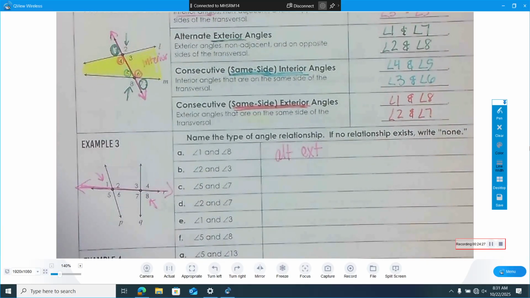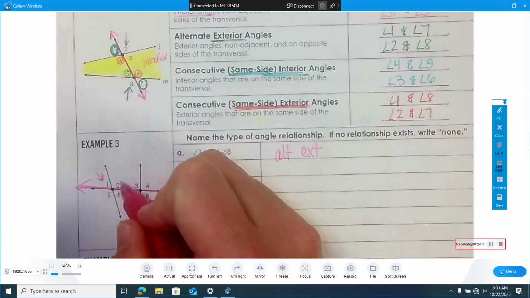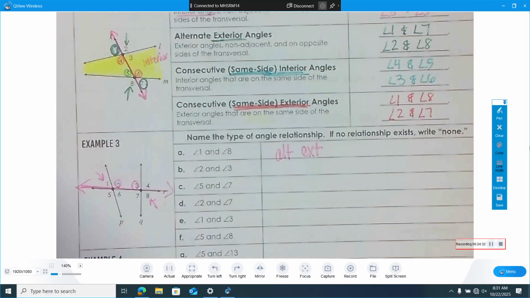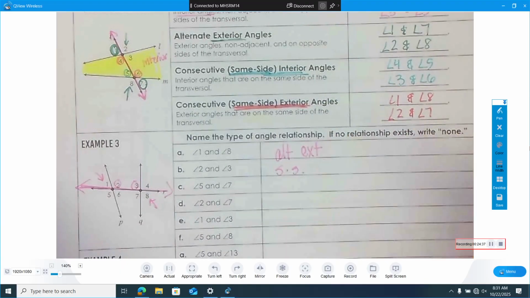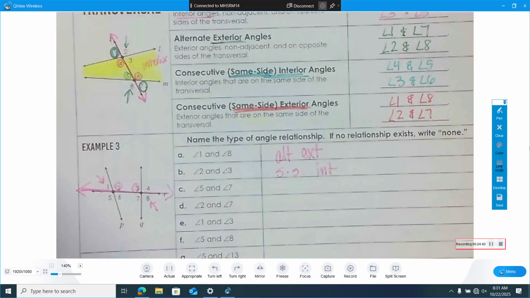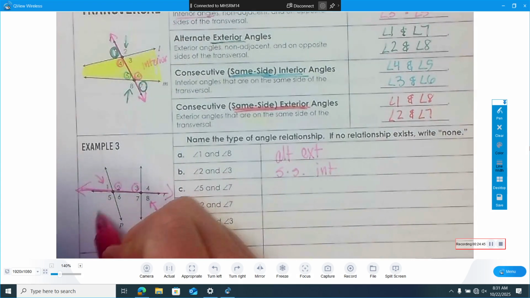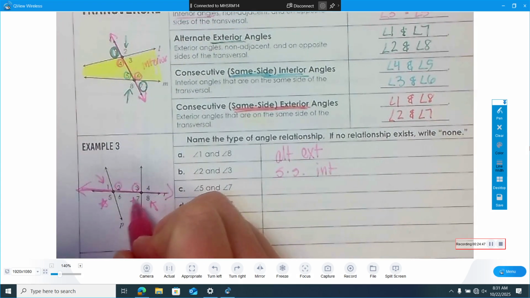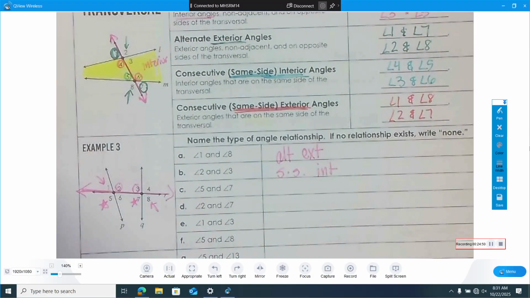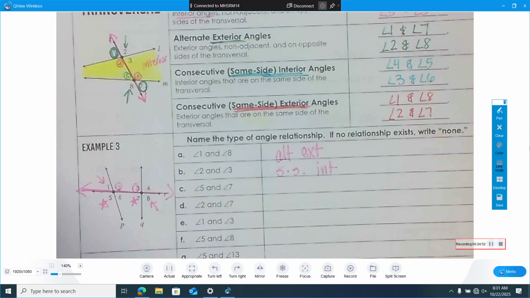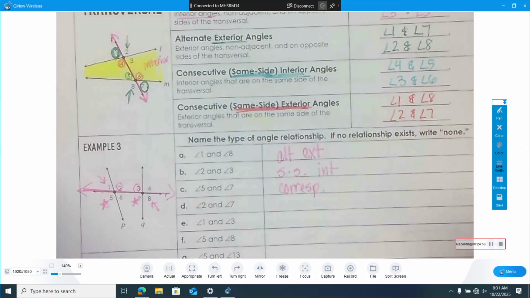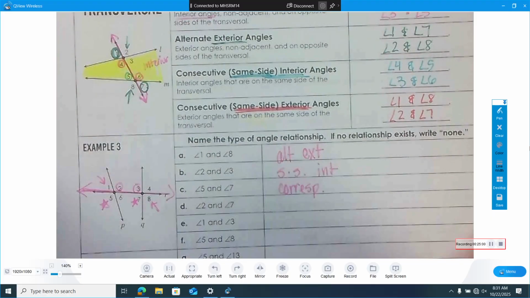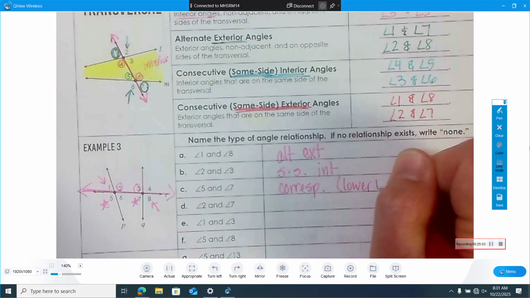And then let's see, angle 2 and angle 3. What are angle 2 and angle 3? They're consecutive, same side interior. Same side interior, yep. I'm going to do SS interior. Good. 5 and 7? Same side exterior. Oh, one's interior, one's exterior. Corresponding. That is often the hardest one to recognize. Those are corresponding. They're both in that lower left position.